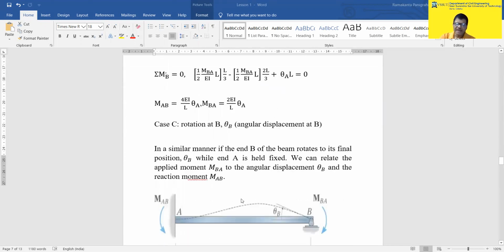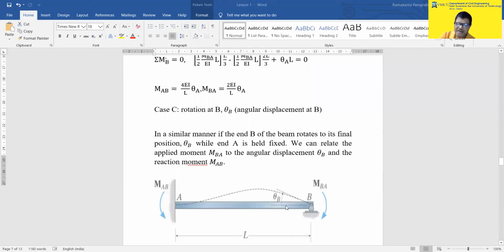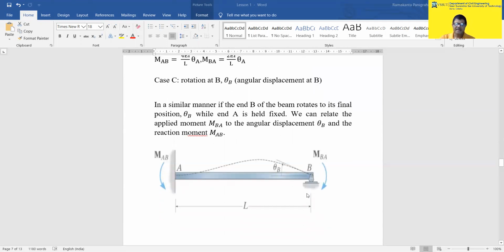Similarly, if you apply the rotation at B, theta B clockwise, you'll find these moments will be clockwise here and anticlockwise there.